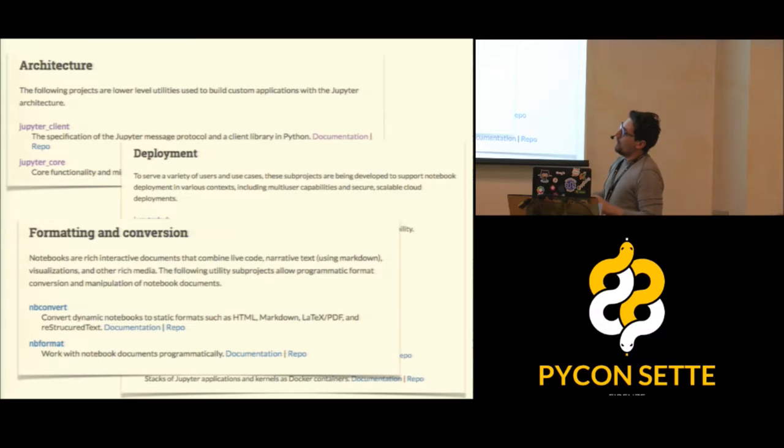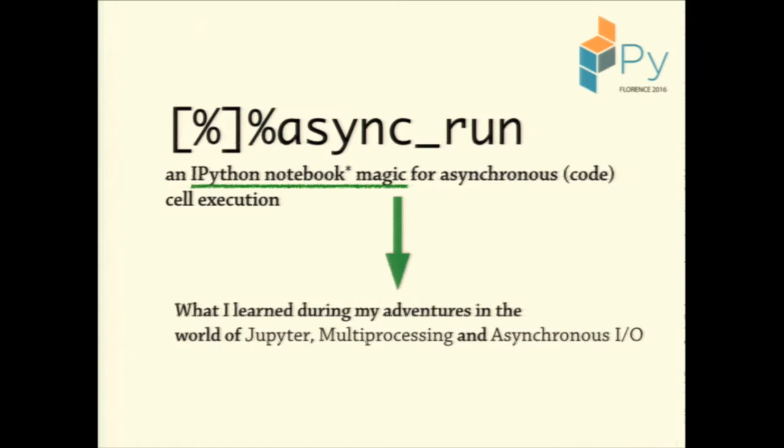And finally, and most importantly for this talk, the formatting and conversion projects, which are nbconvert and nbformat. Considering this fragmentation and this very long list of projects, especially focusing on the last two, and looking back at my requirement, please try to clarify a bit what an IPython notebook magic actually is from a development point of view, of course. Yes?